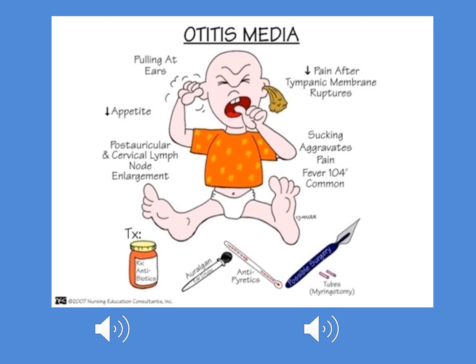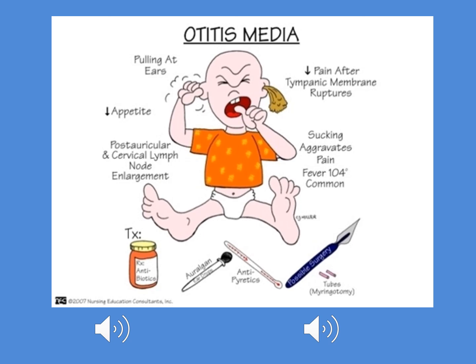Some other pharmacologic management things that we can do: an analgesic or an antipyretic, so Tylenol, ibuprofen for fever and pain. Decongestant nose drops can be used. That can help open the eustachian tubes and allow air to that middle ear, allow for drainage, help decrease some of that inflamed tissue, the eustachian tubes. But we want to be careful how long we give that for.